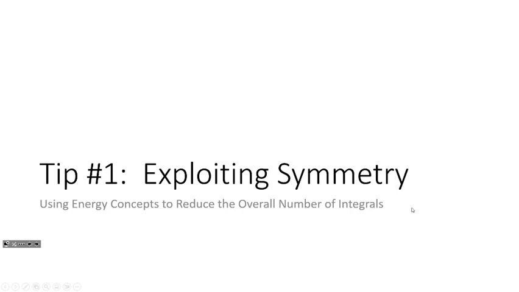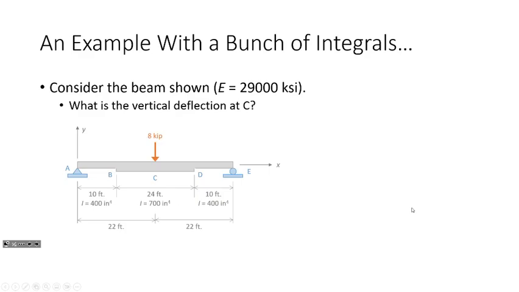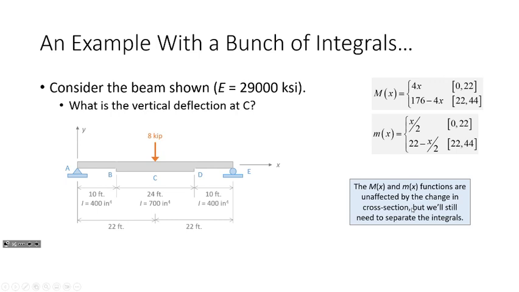And so what I mean by that is going back to what we're doing when we employ the method of virtual work. So we're looking at energy methods, and we're doing that to reduce the overall number of integrals, okay? So let's go back to the very end of the last lecture. In that lecture, we had a beam that looked like this, and I said, what's the vertical deflection at C? Okay, so we have piecewise functions. We're going to have 2 real moment functions, and we're going to have 2 virtual moment functions.